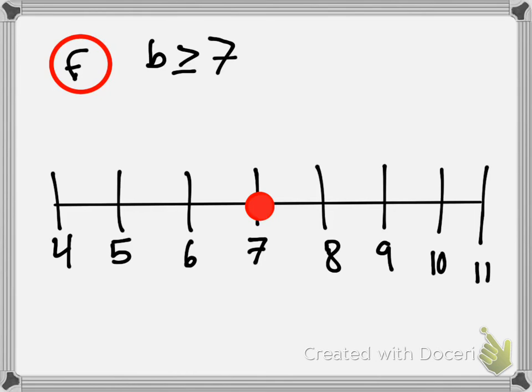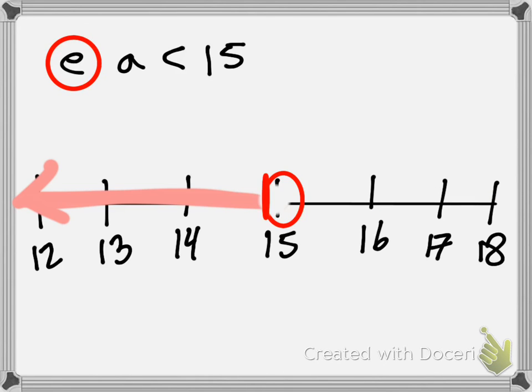And which way are we going to draw our number line? Which way are we filling? Are we going to the left or to the right? To the right. Yes, because 8 is greater than or equal to 7, 9 is greater than or equal to 7, but 7 is included because 7 is also greater than or equal to 7. That's why this is a closed dot.